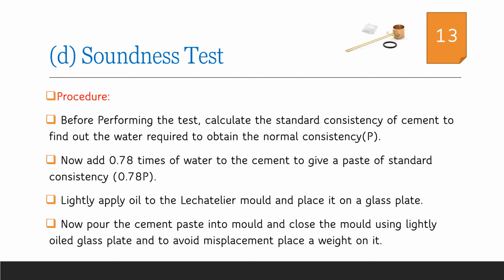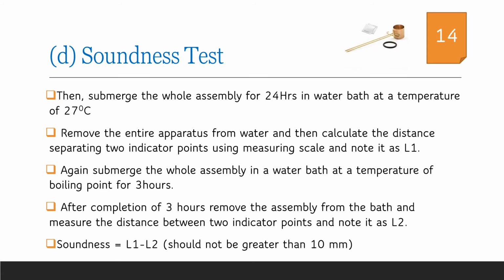Before performing the test, calculate the standard consistency of cement. Then add 0.78 times the water for standard consistency to the cement and make a paste. Lightly apply oil on the Le Chatelier's mold and the two glass plates that are to be placed on the bottom and top of the mold. Now pour the cement paste into the mold and cover it with the glass plate and place some weight on it. Now submerge the whole assembly for 24 hours in a water bath at a temperature of 27 degrees Celsius.